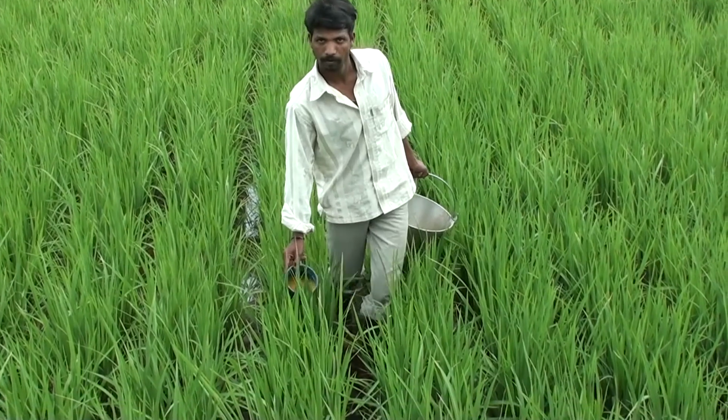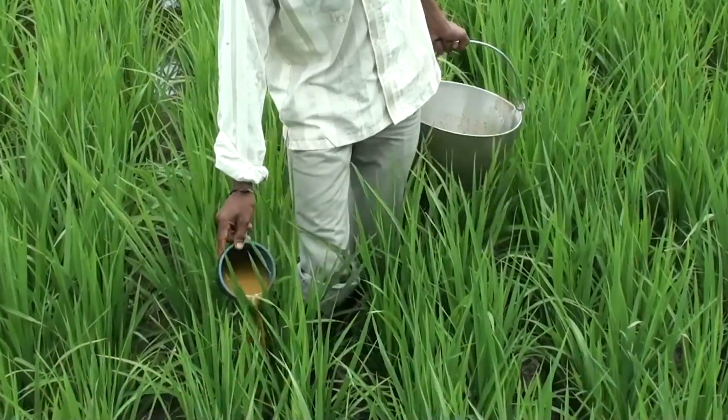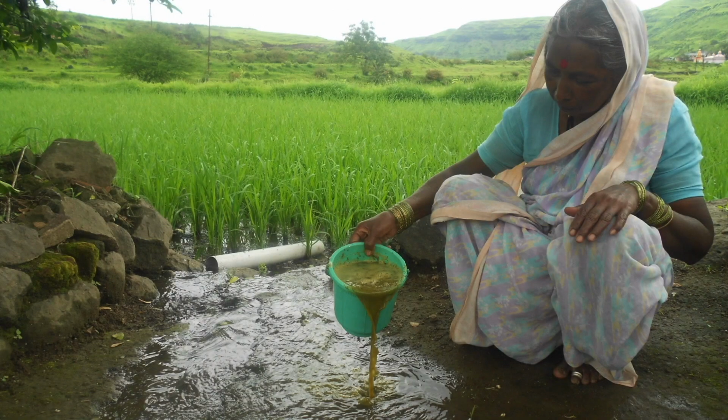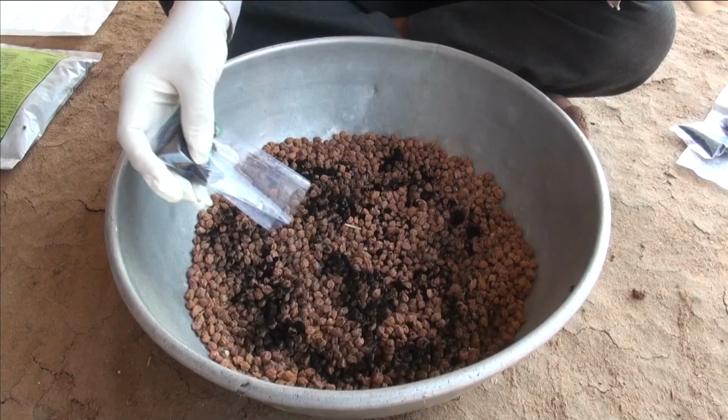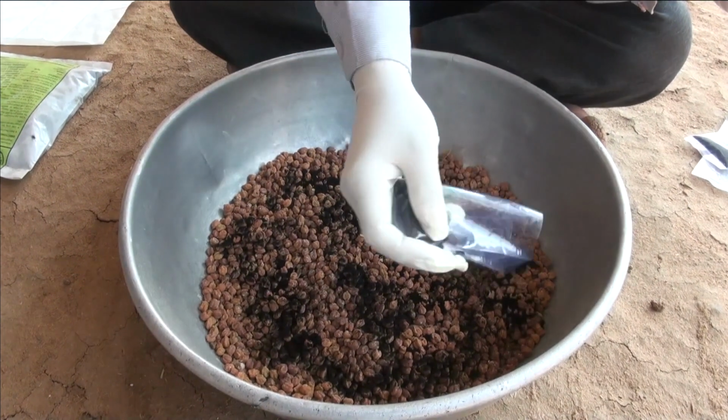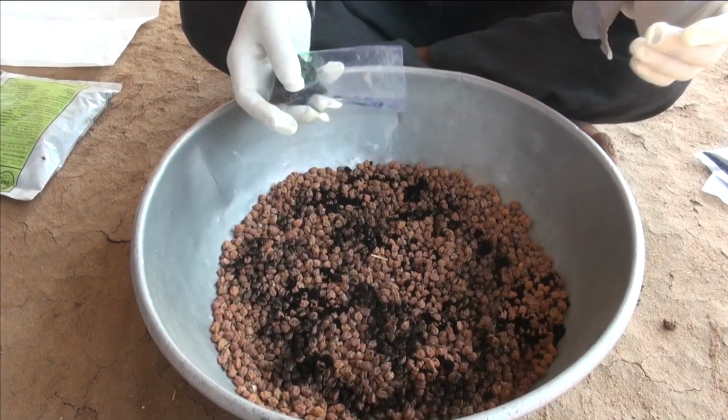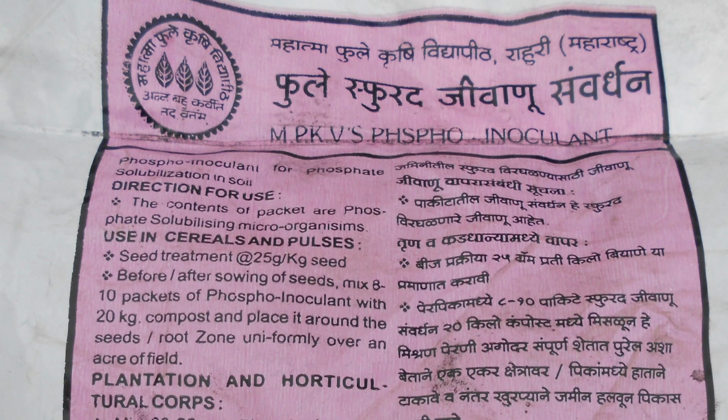Management practices to improve soil health. Apply Jeevamrit to crops during irrigation. In order to increase nitrogen content in the soil, do seed treatment with nitrogen-fixing bacteria. Treat seeds with phosphate-solubilizing bacteria to increase phosphorus availability in the soil and to aid easy absorption of the same by plants.